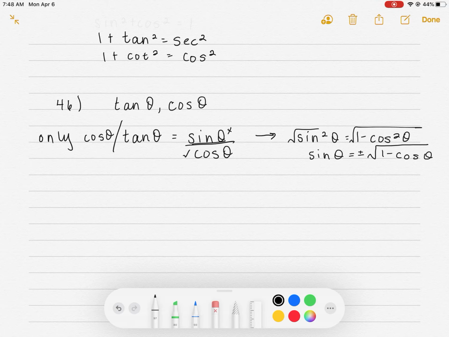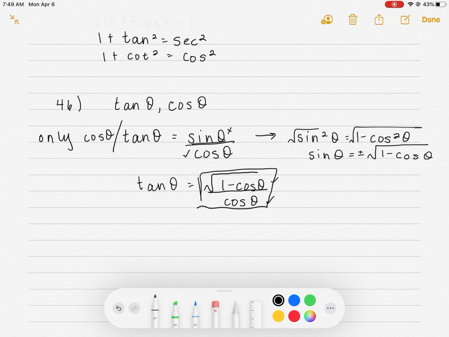Now this is a positive tangent, so I'm going to use the positive form. So I have the square root of 1 minus the cosine squared of theta, all over cosine of theta. That's in terms of cosine, so that's my answer right there.